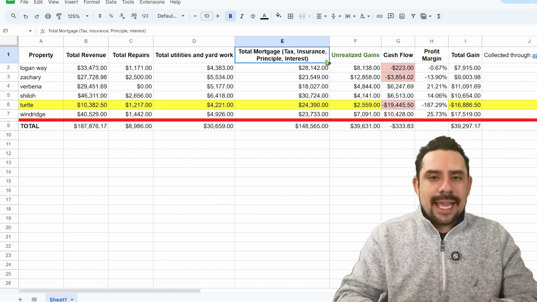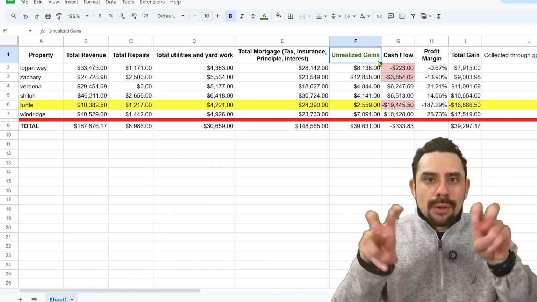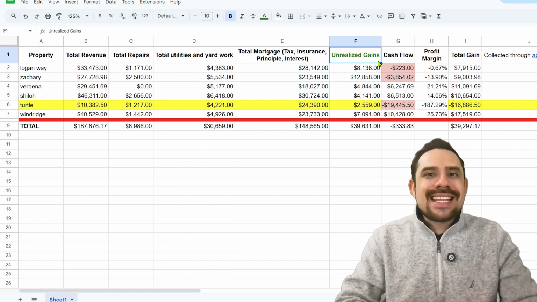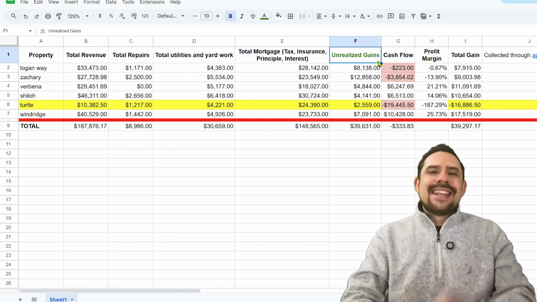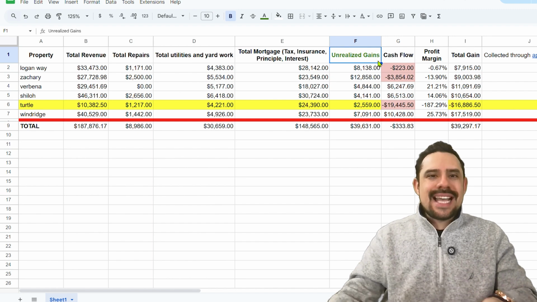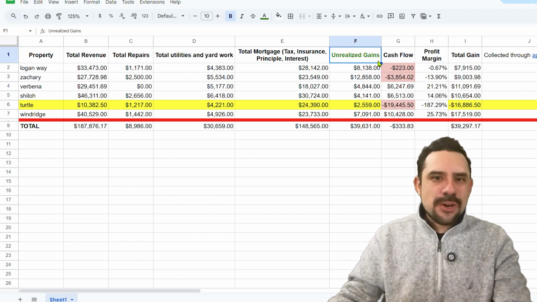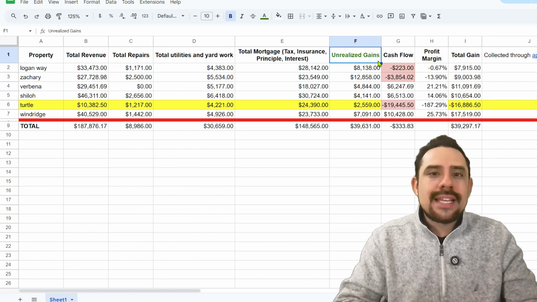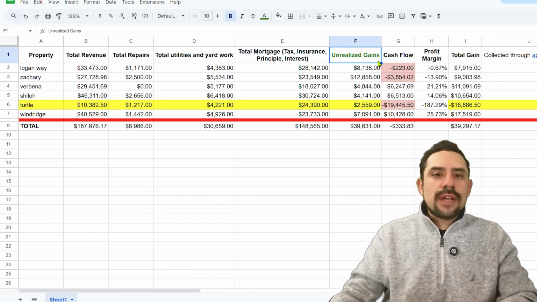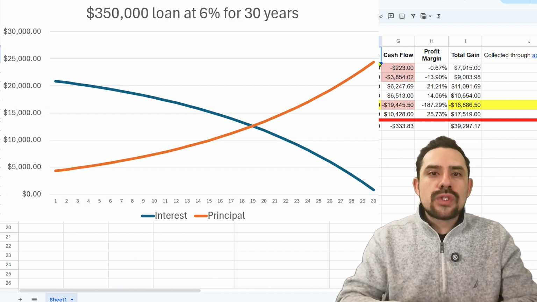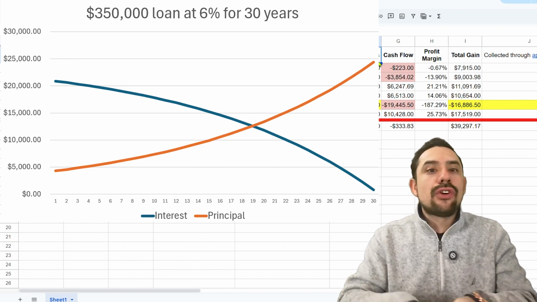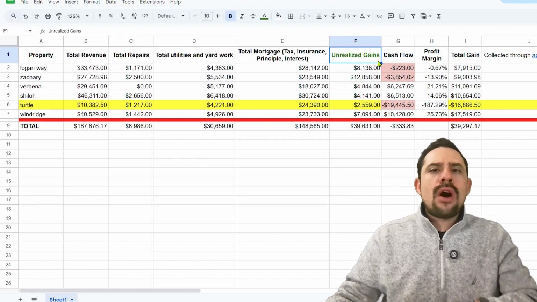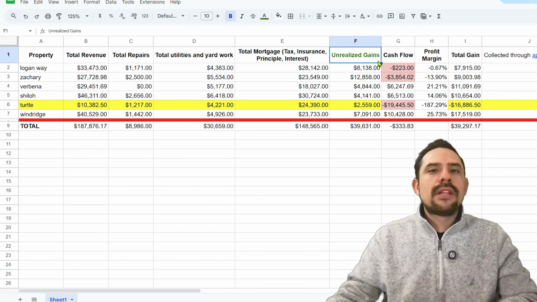Onto unrealized gains slash equity, or the principal paid per property. Just take a look at the Zachary home with a near $13,000. This is only possible, however, because this has a 3% 15-year loan and was purchased back in 2018 and refinanced to those terms in 2019. And the longer you hold a home over time, the more goes towards the principal each month compared to early on in the loan, where most goes towards paying interest. This Zachary home is followed closely by $8,000 from the Logan property.